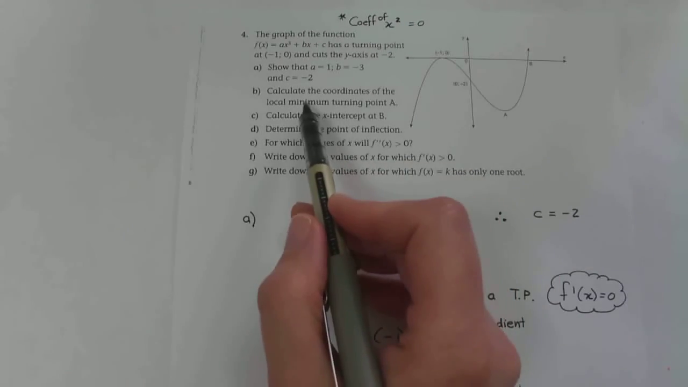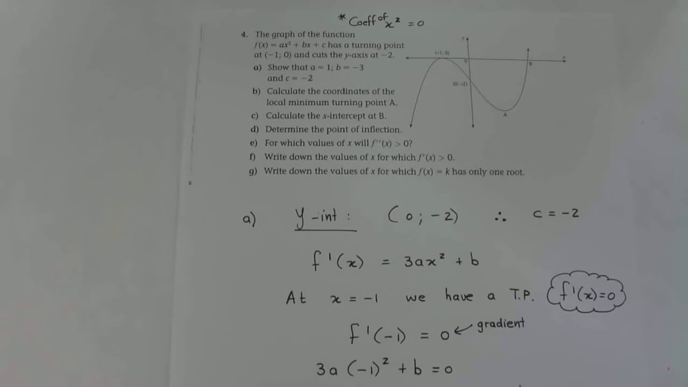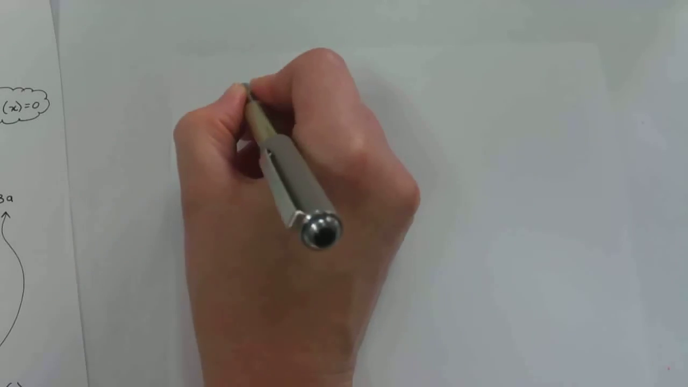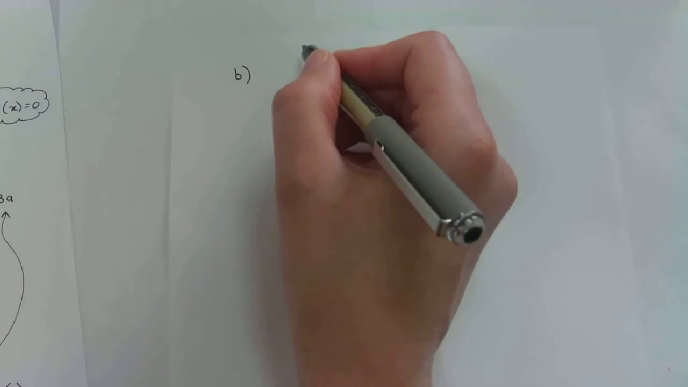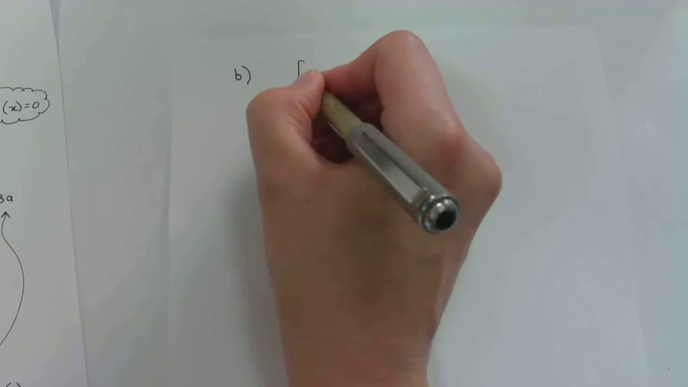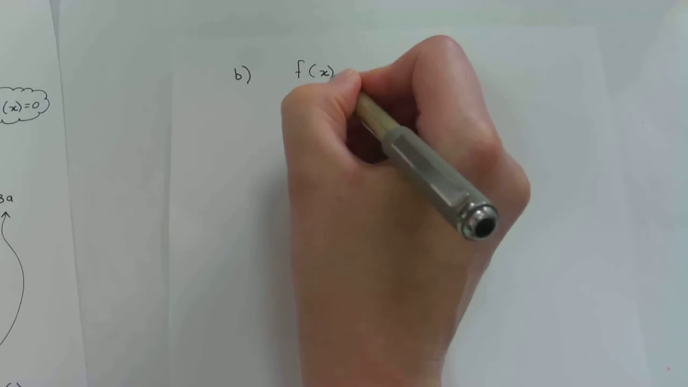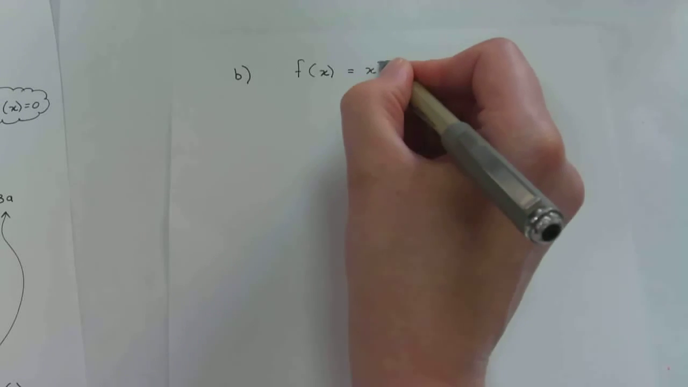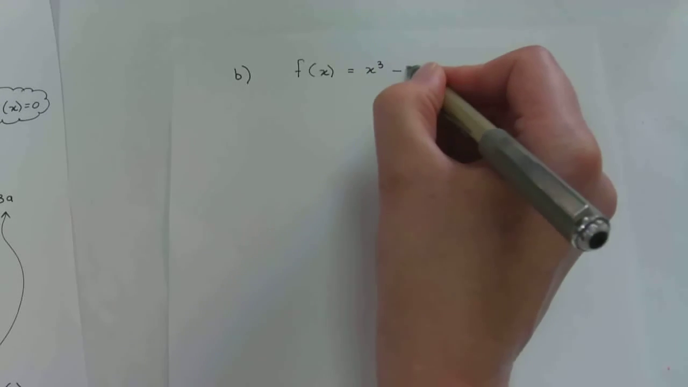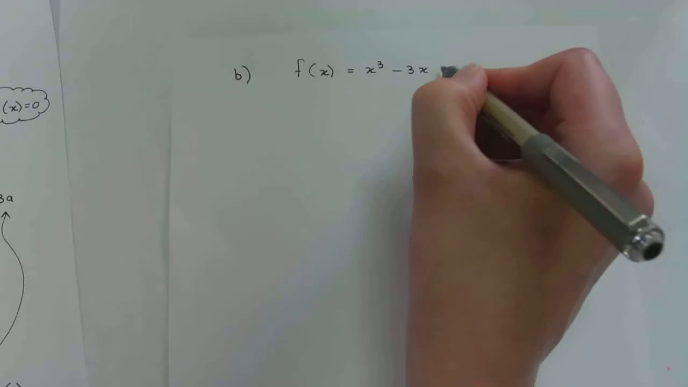The next one says, calculate the coordinates of the local minimum turning point A. So, for B, we're going to start by saying to calculate turning points, we set the first derivative, and let's just quickly write down the proper equation of f(x). f(x) is now equal to A, which is 1x cubed, plus B, which is -3x, plus C, which is -2.